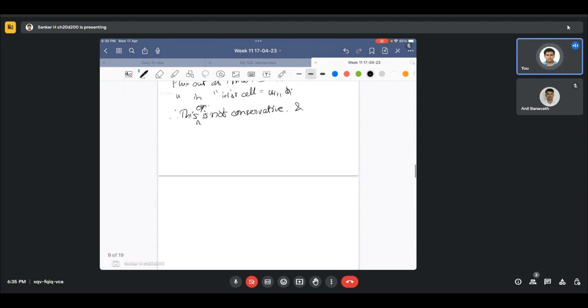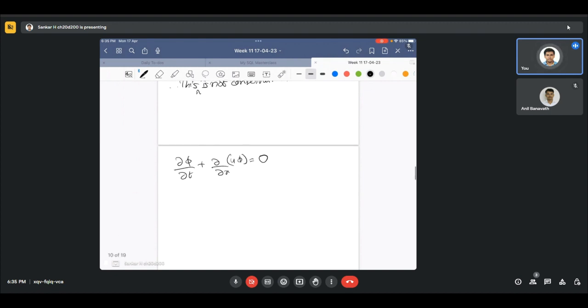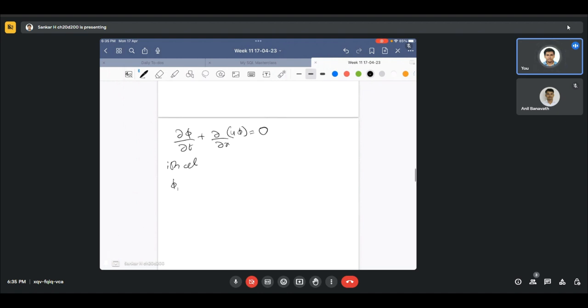Let us rewrite the above equation as ∂φ/∂t + ∂/∂x (uφ) = 0. If you write it in this manner and then discretize this for the ith cell, we'll get (φ_i^(n+1) − φ_i^n)/Δt + (u_i φ_i − u_(i−1) φ_(i−1) at the nth step)/Δt = 0.